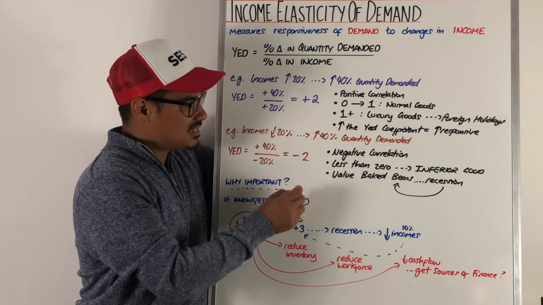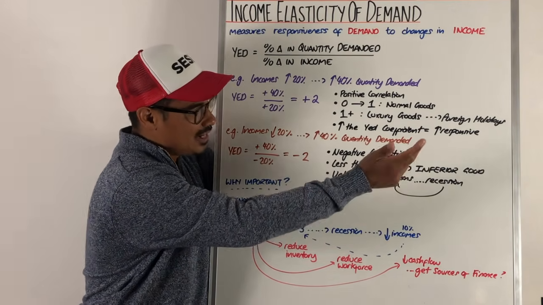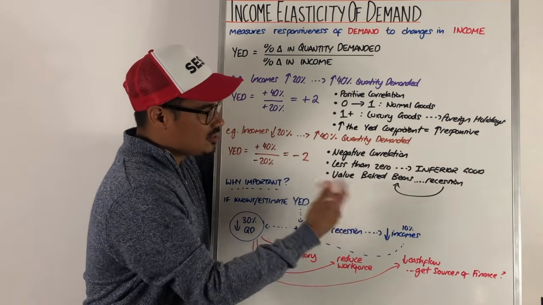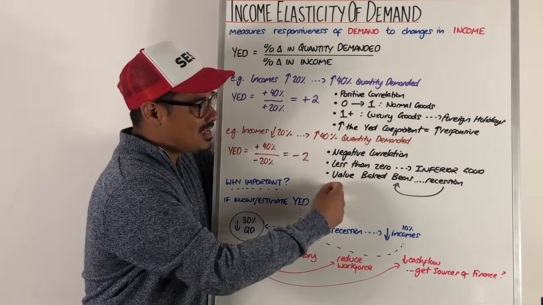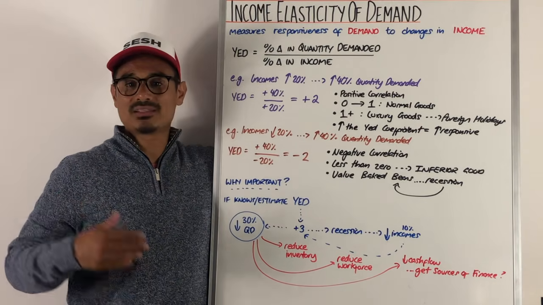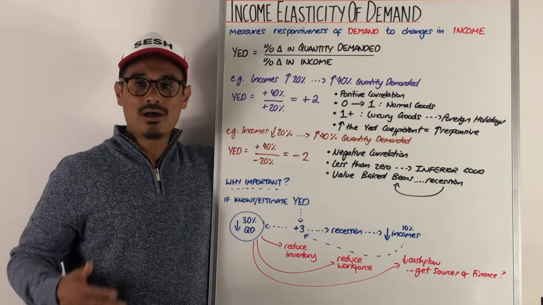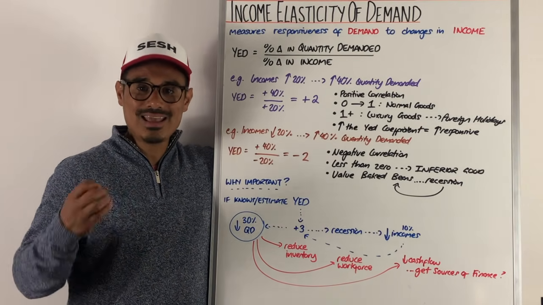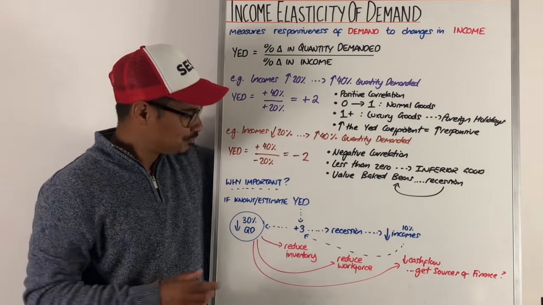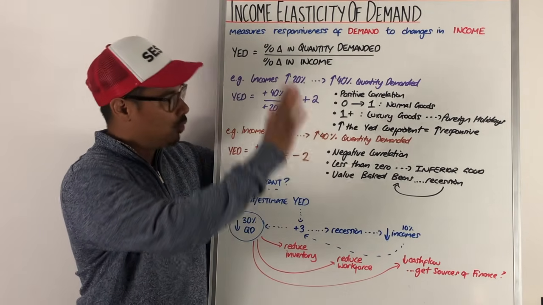If the number is less than 0, it's a negative correlation and it's referred to as an inferior good. An example of an inferior good is value baked beans, because they may be more in demand when incomes fall in a recession. So why is it important to know this?